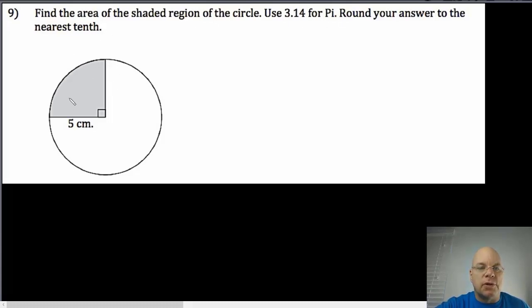So the shaded region of the circle is not the whole circle. What fraction of the circle is it? That's the first thing you need to think about. If we extend these line segments, you can see that this shaded region is 1/4 of the circle. It's half of the circle, so it's 1/4.